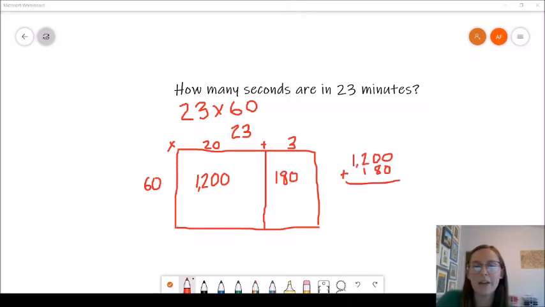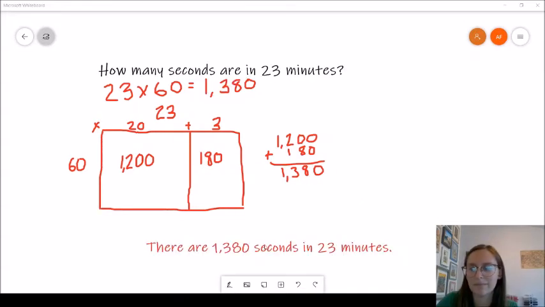To find my final area or my final product for multiplying 23 times 60, I would need to add 1,200, which was 20 times 60, plus 180, which was 3 times 60. That would give me 1,380. So in all, there are 1,380 seconds in 23 minutes if I use my rule from my unit conversion table to multiply by 60 because there are 60 seconds in every minute.